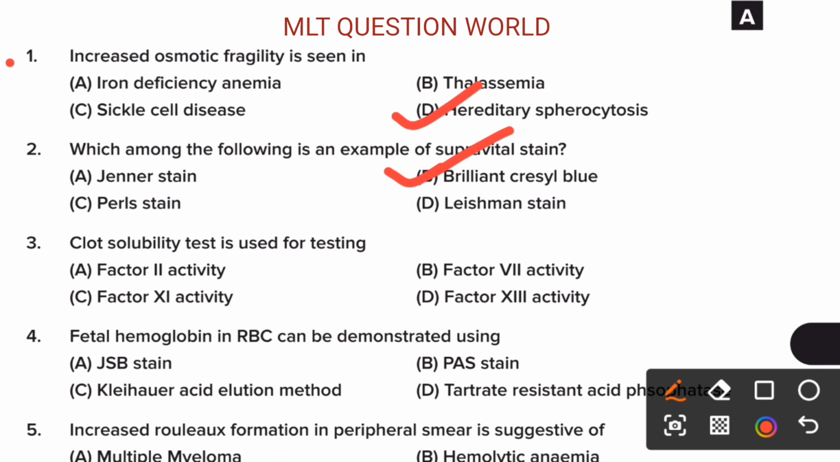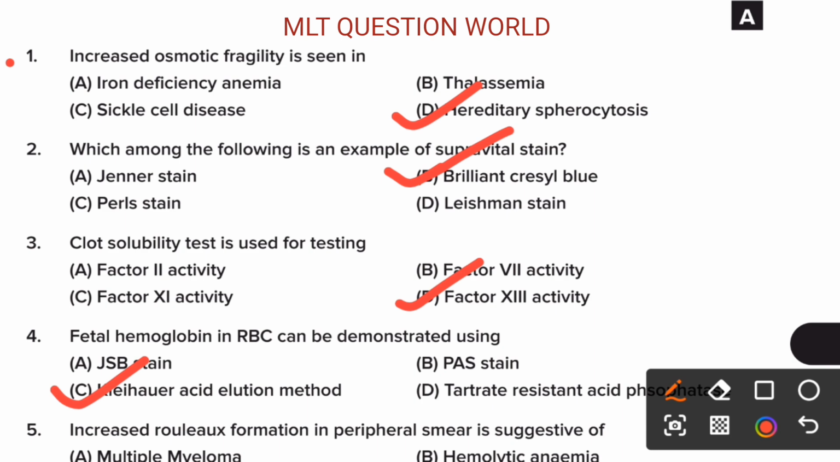Next one. Clot solubility test is used for testing factor 2 activity, factor 7 activity, factor 11 activity or factor 13 activity. The right answer is option D, factor 13 activity. Next one. Fetal hemoglobin in RBC can be demonstrated using. The right answer is option C, acid elution method. Fetal HB in RBC can be demonstrated using acid elution method.